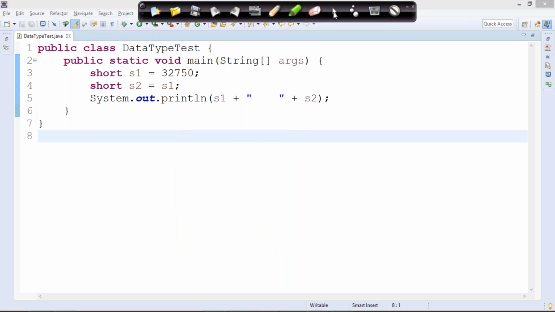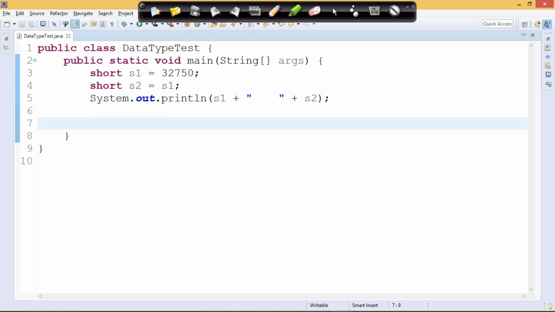Now, what is typecasting then? Now observe. I'll write the program for typecasting. If I assign this into, let's say, int I equal to S1. All right. So now what am I doing here? This is called typecasting.